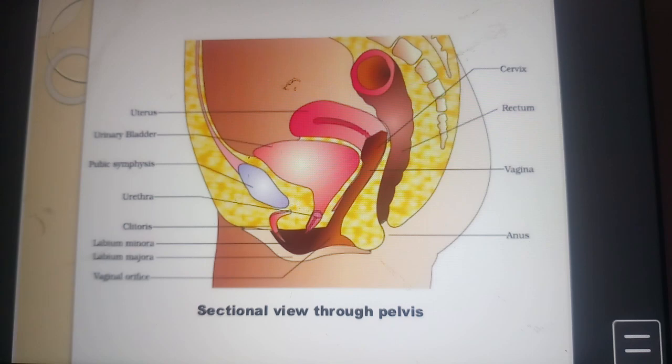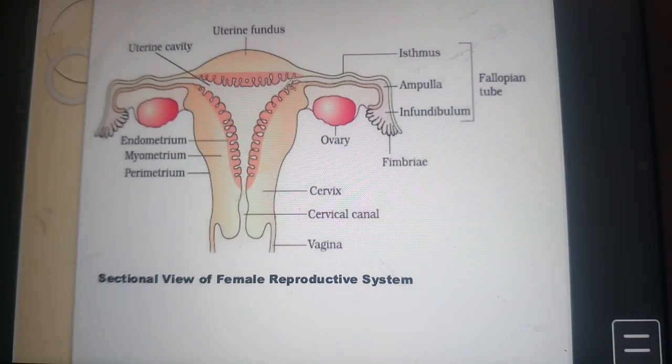There is another diagram. See this one. This is the sectional view of the female reproductive system, which is very important. It is asked for 5 marks. Understood? See here. Let us study this female reproductive system with the help of the diagram.